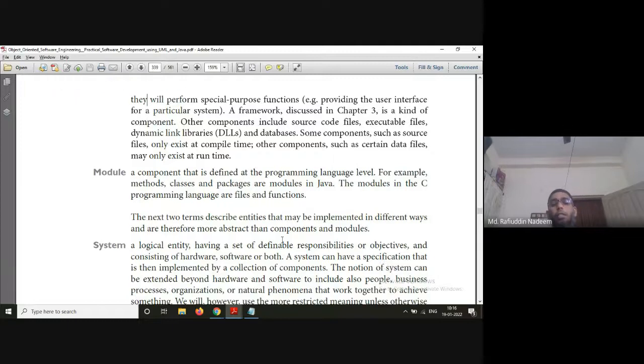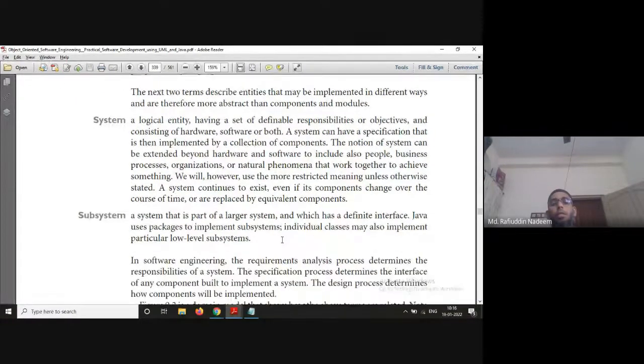Next, we have the system. What is a system? A logical entity having a set of definable responsibilities or objectives and consisting of hardware, software, or both. So a system is a logical entity having a set of definable responsibilities. In the sense, every system has a responsibility or objectives, and it consists of hardware and software or both. And a system has a specification that is then implemented by a collection of components.